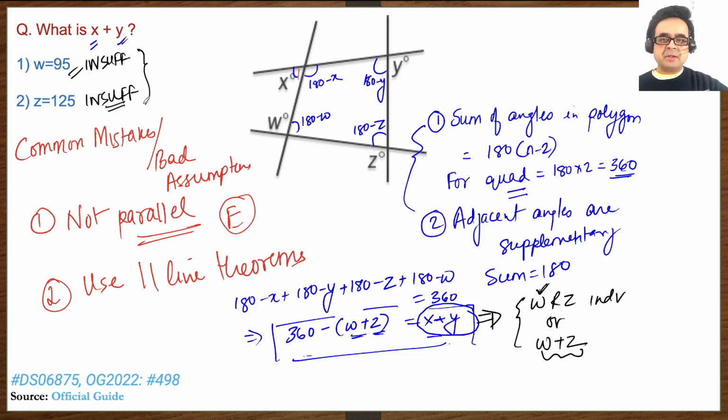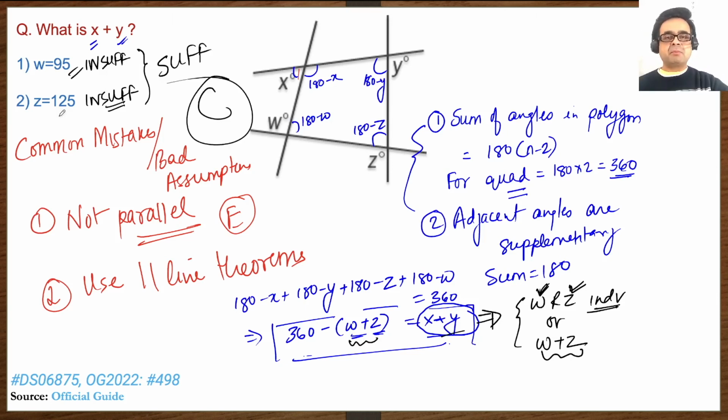However, when you combine both of them, you are given both of these quantities individually, and as we said, if we get these quantities individually, we know the sum. Since we know the sum, we can get x plus y. Hence, combined, this is sufficient. So the answer to this question is C. Combining both the statements, we get sufficient information to answer the question, which is what is the value of x plus y.